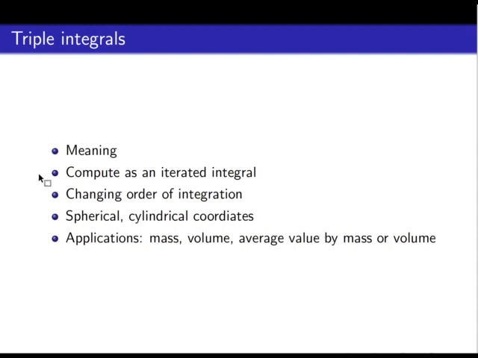You should be able to compute it as an iterated integral, turning it into an integral of an integral of an integral. You should be able to change the order of integration. I might give you an iterated integral, and you need to write it as an integration in some other order. For instance, if it was dx, dy, dz, then you change it to say dy, dz, dx, or one of the other possibilities. You should be able to do a triple integral in spherical or cylindrical coordinates, putting in, of course, the extra factors of r or rho squared sine phi. And you should also know how it applies to mass, volume, and the average value of a function by mass or volume.